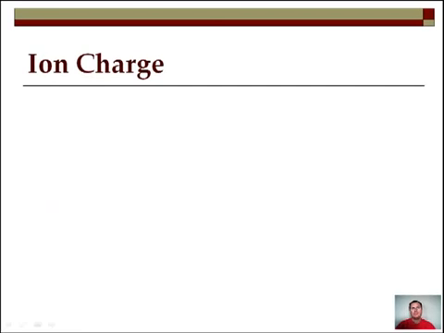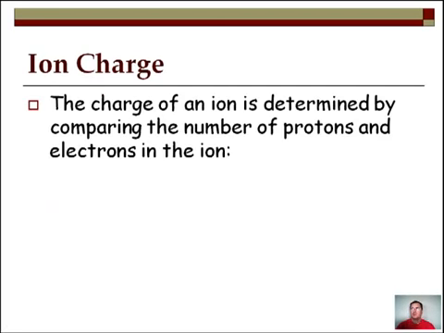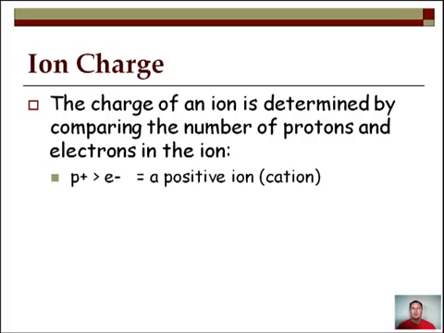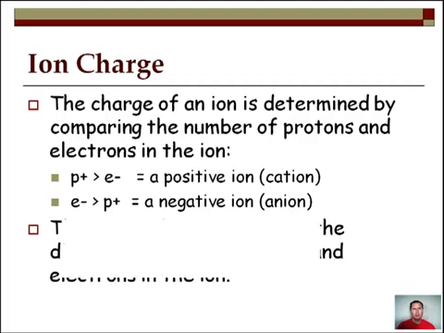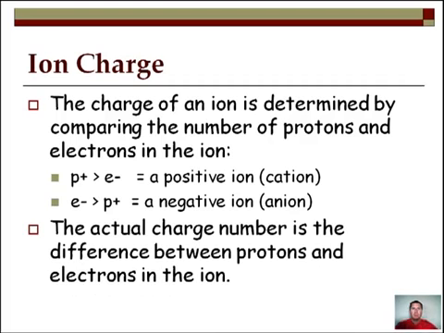Okay, the actual charge that an atom gets when it forms an ion is determined by comparing the number of protons and electrons in the ion. If there are more protons in it than electrons, after it either adds or takes away electrons, it's going to be a positive ion, a cation. So these are our metals. If there's more electrons than protons, you form a negative ion or an anion. And the actual numerical value is the difference between the number of protons and electrons, so it's the number of electrons you either added or taken away.